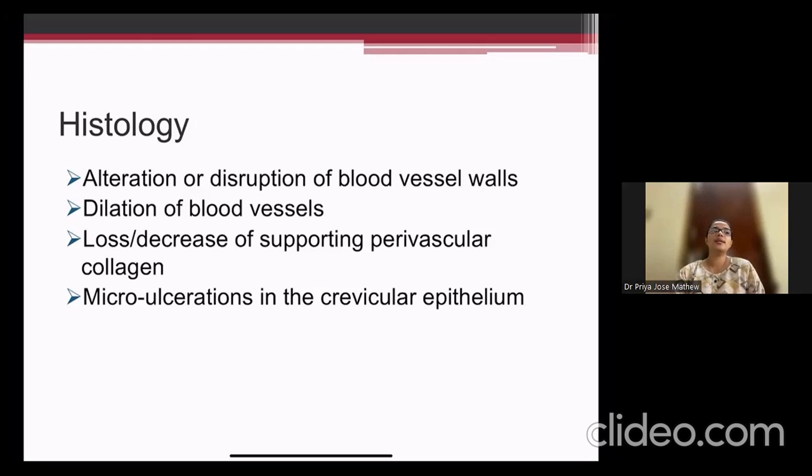Now, also there is loss or decrease of supporting perivascular collagen. So overall, the tissue will become very friable, and something like a micro-ulceration is seen in the sulcular epithelium or in the crevicular epithelium.